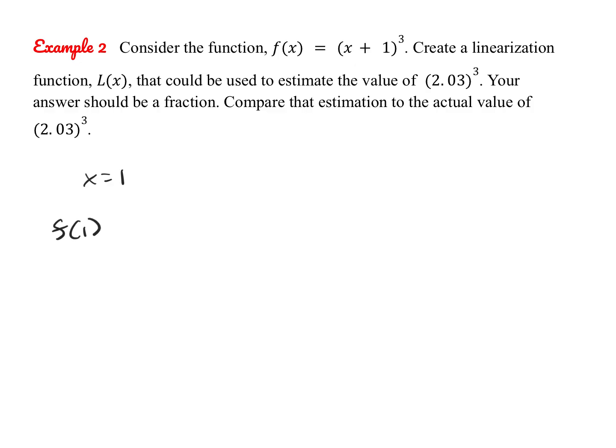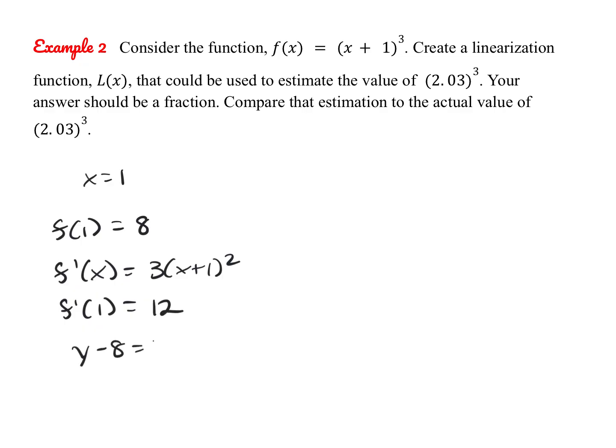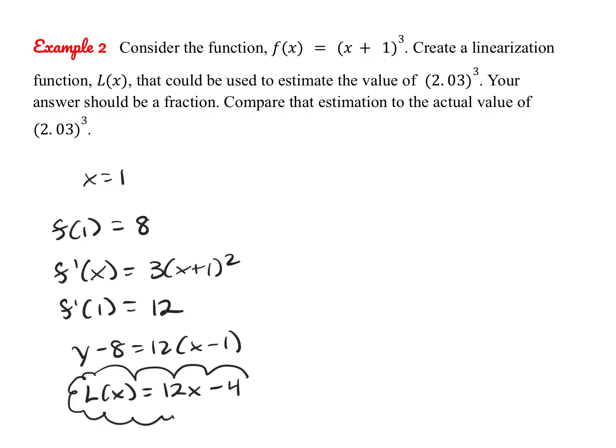So first I need f of 1. It gives me 2 cubed, which is 8. And then I need the slope, so I need f prime of x first, and then I can find f prime of 1. So we have 3 times 4, which is 12. So we have y minus 8 equals 12 times x minus 1. Let's call it L of x, and let's isolate y. Let's write it explicitly so we can use it. Okay, so here we have our linearization equation, but now we need to figure out what to plug in.